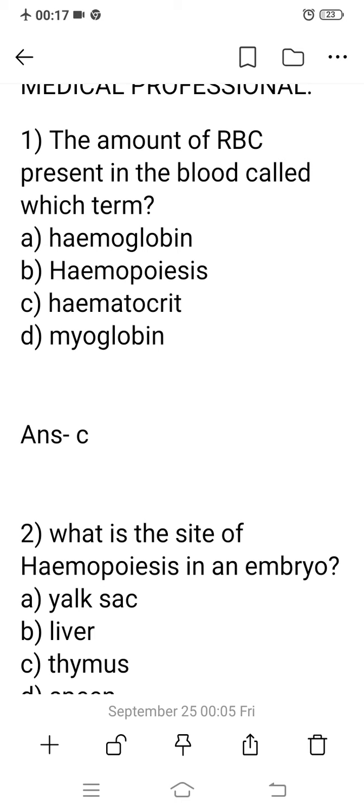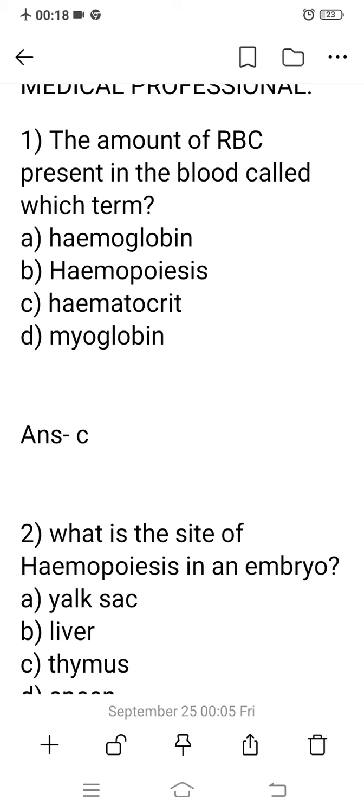Okay. So, now option number A, hemoglobin, is one type of iron containing metalloprotein that is present in RBC, which is transported through the blood. Generally, hemoglobin contains 4 chains: alpha 1, alpha 2, beta 1, beta 2. Okay, so hemoglobin is not the right answer.